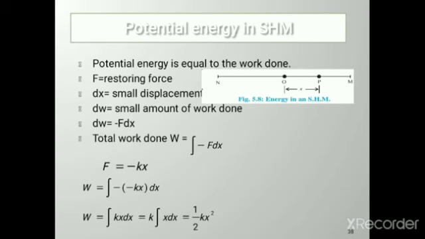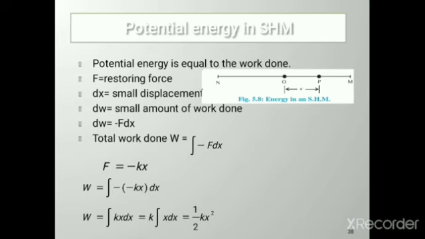Let us calculate potential energy in SHM. You know that potential energy is equal to work done. Here, F is a restoring force. If the particle is displaced by a small displacement dx, then the work done will be dW. And last year, we studied that work done dW is equal to minus F dx.